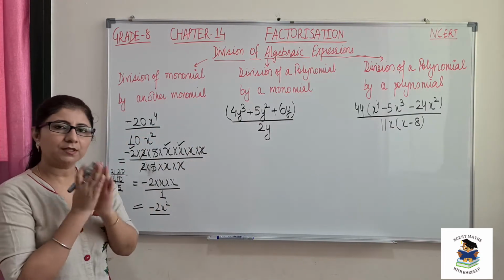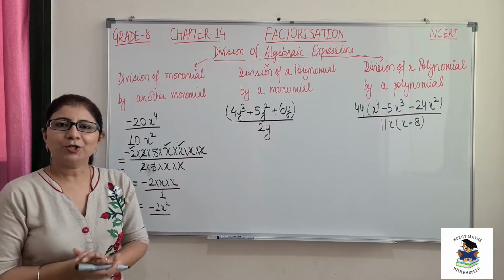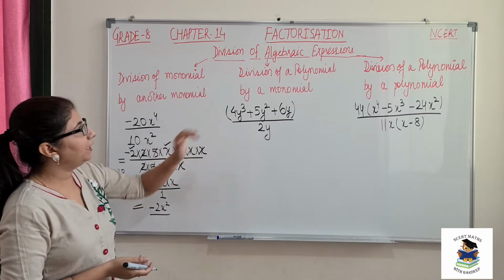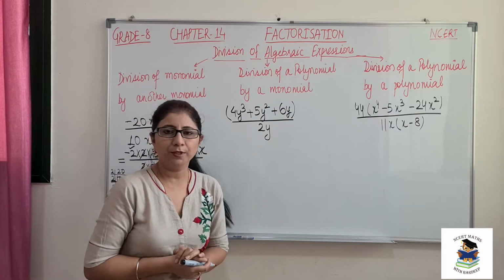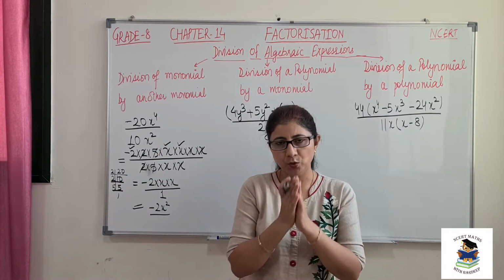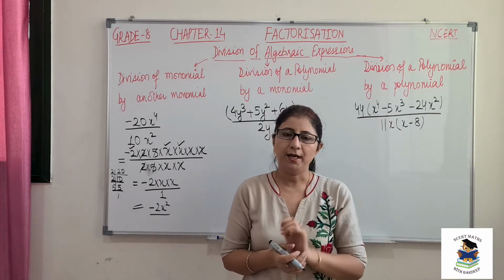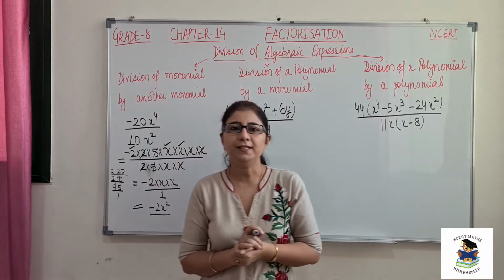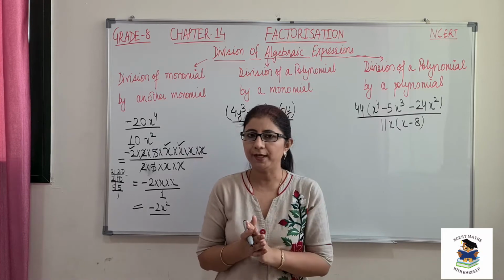So this is how we will divide a monomial by a monomial. Steps should be, first convert them into their irreducible factors and cancel the common terms in both. Okay, so now let's see division of a polynomial by a monomial. So division of a polynomial by a monomial means we have more than one term in the numerator, and in denominator we will have only one term. So what to do in this case? This division will be same as we do in our normal fractions.